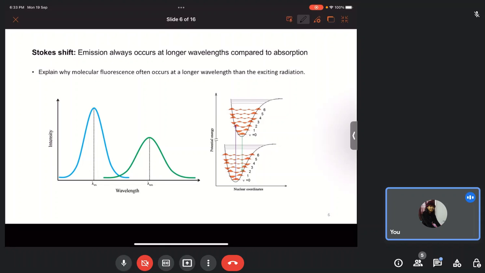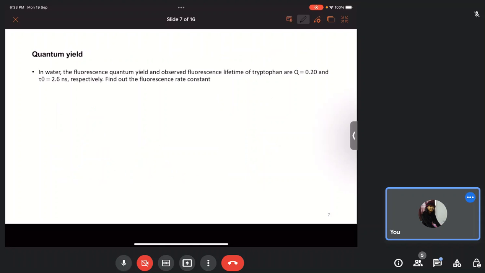This is just a repetition of the previous slide. Now we have come to the calculation of fluorescence quantum yield. In this question we have been given the fluorescence quantum yield and the fluorescence lifetime of tryptophan in water, and we have been asked to find the fluorescence rate constant.